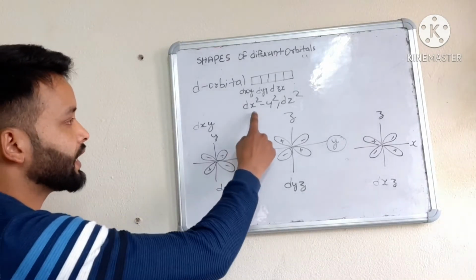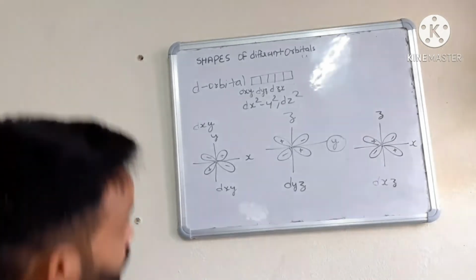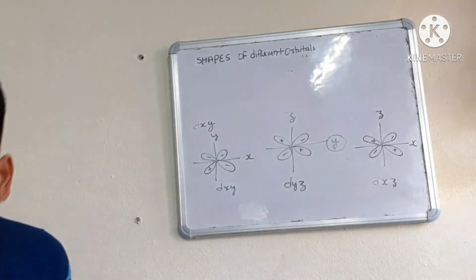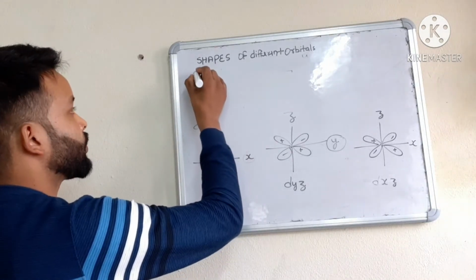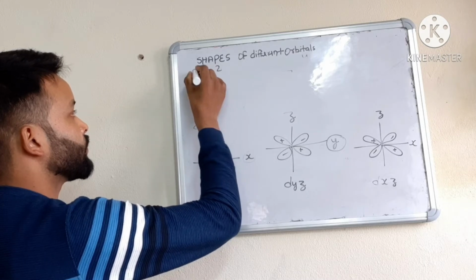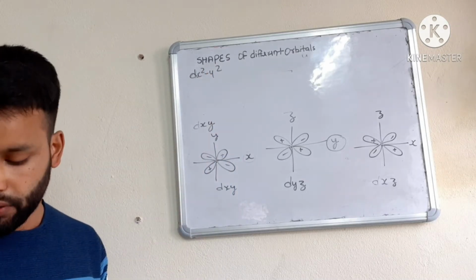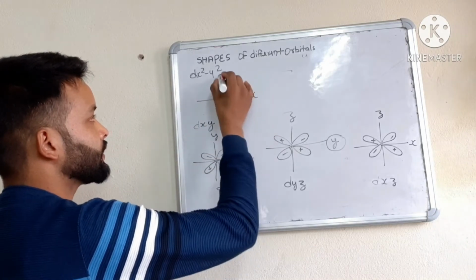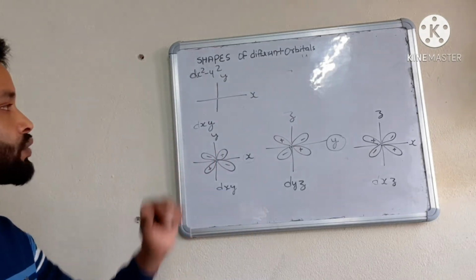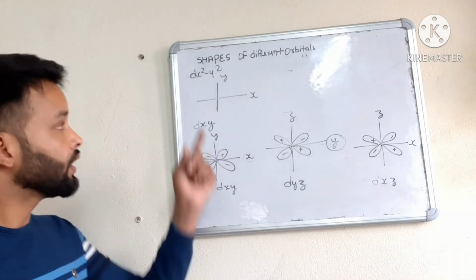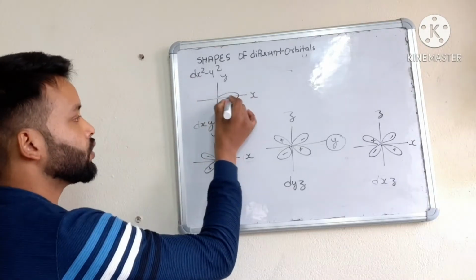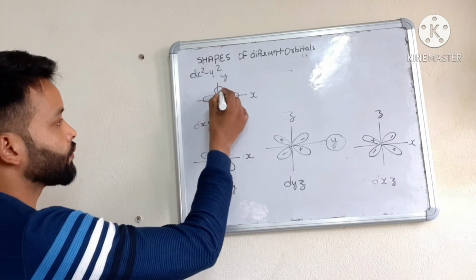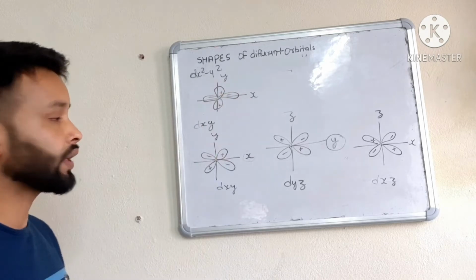Now two are left: dx square minus y square and dz square. I'll draw the remaining two. First, dx square minus y square, very important. This is my x, this is my y. Because x square is there and y square is there, I'll draw these lobes on the axis. This is dx square minus y square. Positive positive, negative negative.